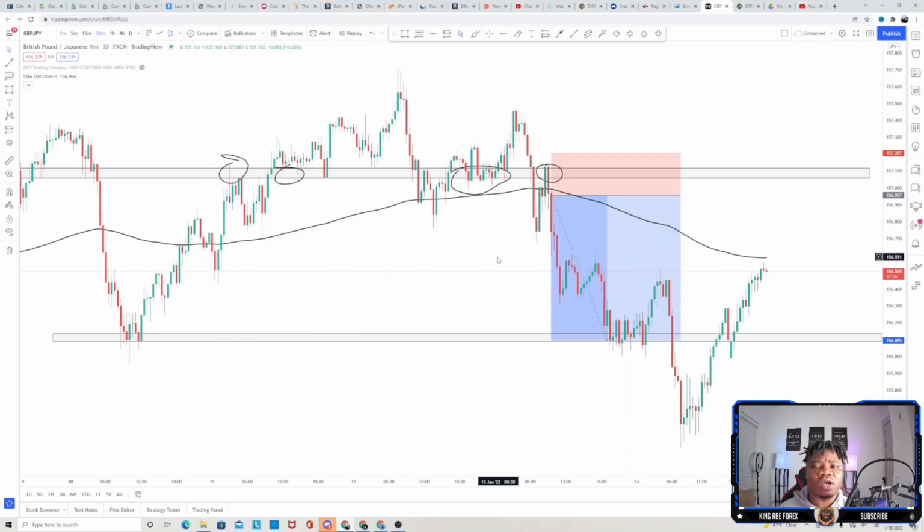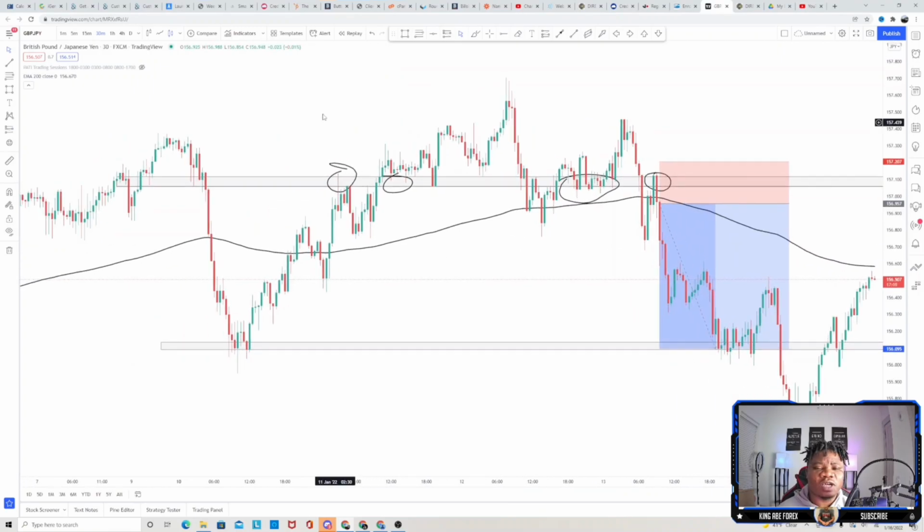And also I advise you to take partial profits, at least 50%, but I usually like to take more than 50%. Always make sure you take at least 50% of your profit, and then you move your stop loss and keep trading your stop loss from there. So this is how you use this strategy to get into a sell position here.